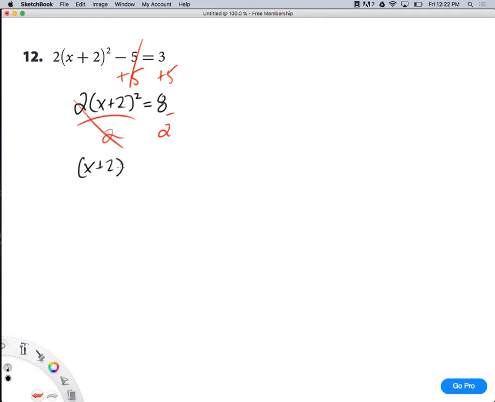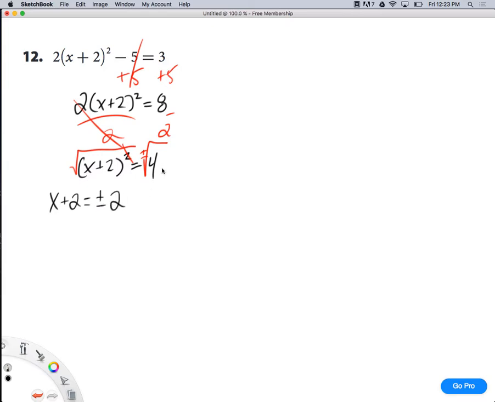x plus 2 squared equals 4, right? Now, since this is just a number, I can take the square root of both sides. Then the square cancels out. I get x plus 2 equals plus or minus the square root of 4, which is 2.